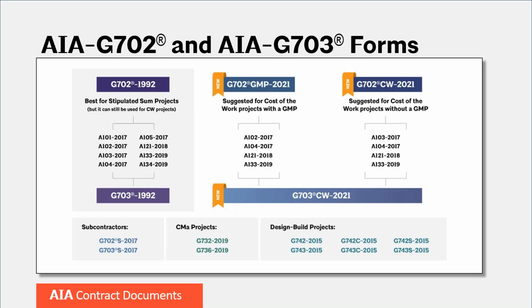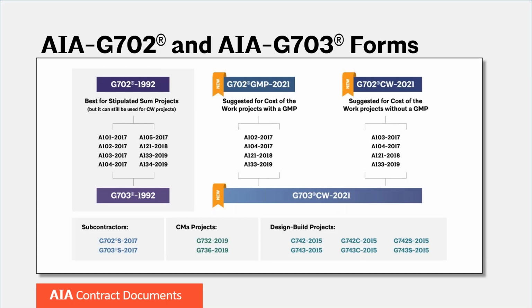I want to tell you about some of the documents that the AIA publishes that are relating to this. The AIA offers a variety of application for payment forms that correlate to the various families of documents and project delivery methods. The venerable G702 and G703, which we've been discussing today, were last updated in 1992. It's the most ubiquitous of all the AIA forms and is best suited for stipulated sum projects, but may be used for cost of work projects as well.